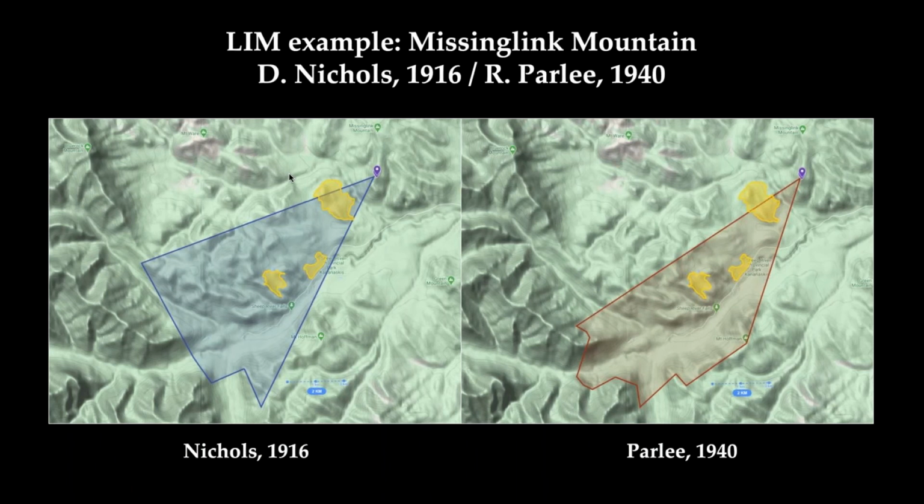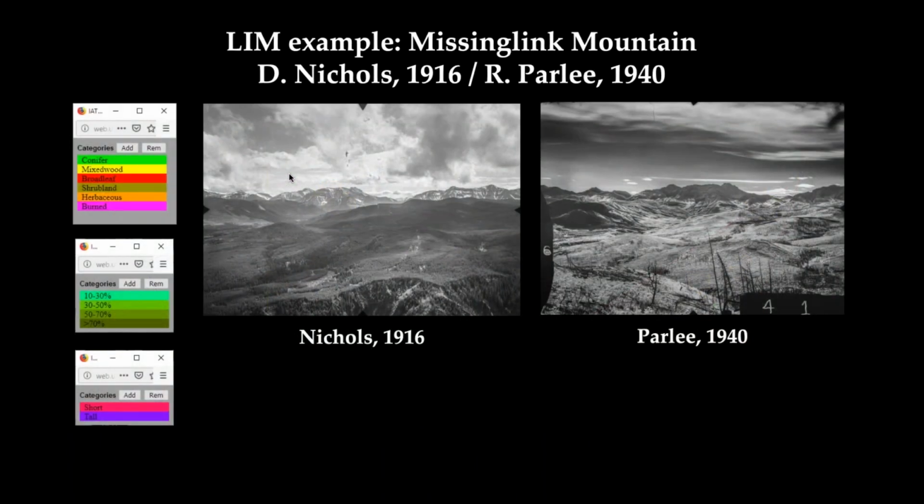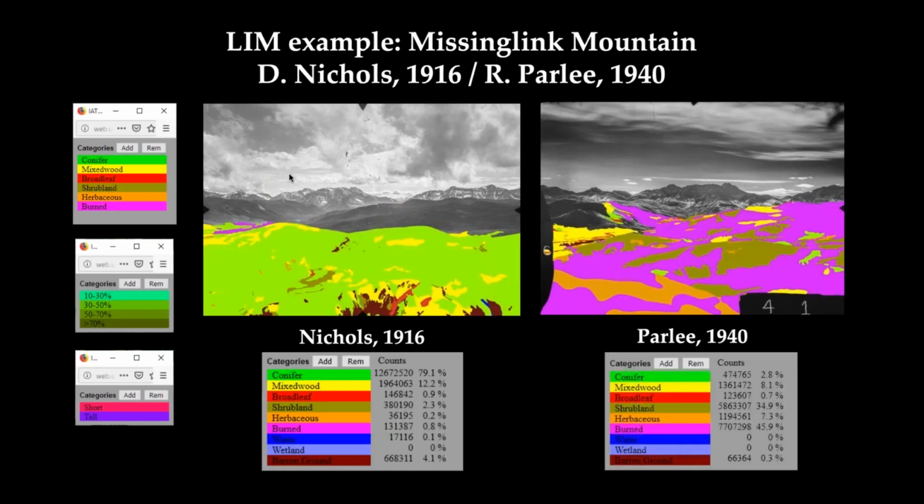And you can see that we've got two images that we're going to look at here, one from Nichols, 1916, and the other one from Parlee, 1940. So what do those images that cover this area look like? Well, there's the Nichols, and there's the Parlee, and there's the study areas. So these are Dr. Nafasi's study areas, and here is an initial classification. This is just a vegetation classification.